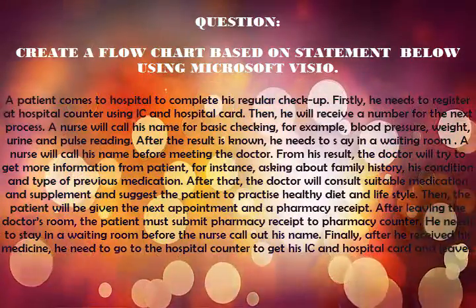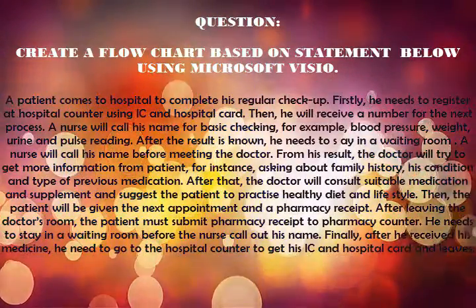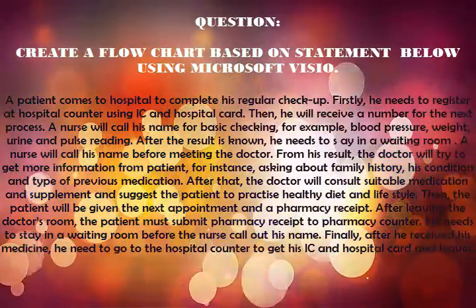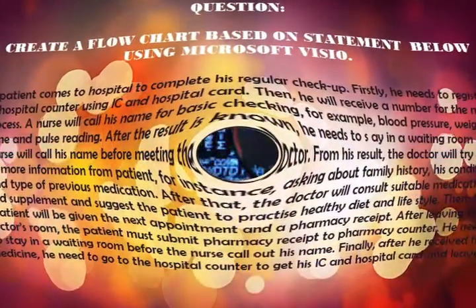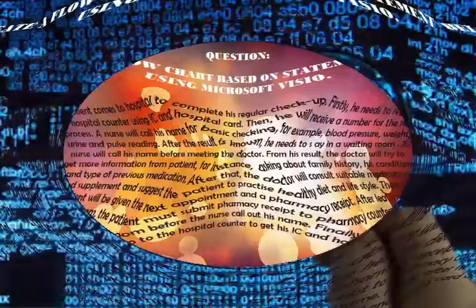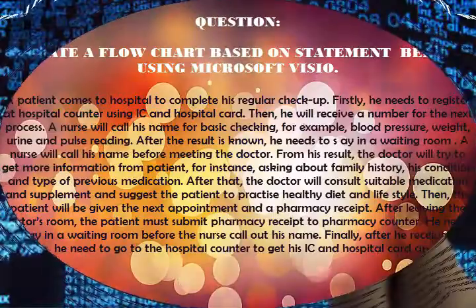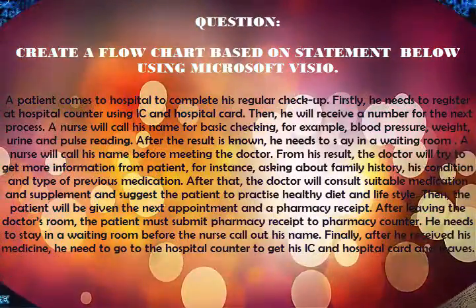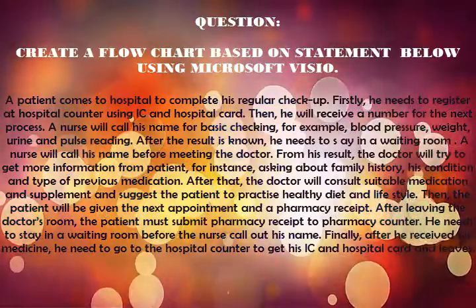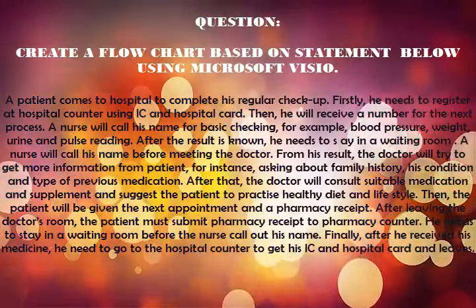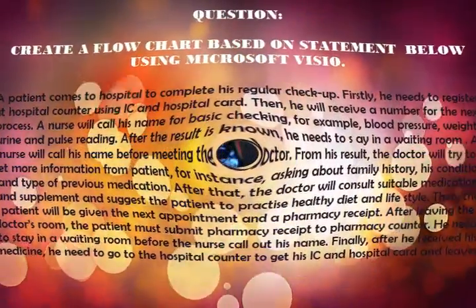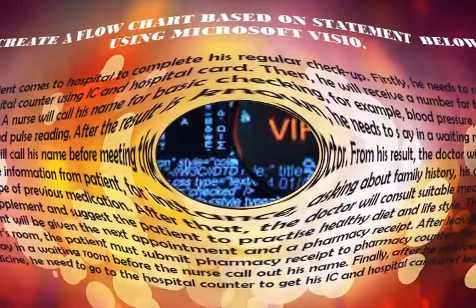A nurse will call his name for basic checking, for example, blood pressure, weight, urine and pulse reading. After the result is known, he needs to stay in a waiting room. A nurse will call his name before meeting the doctor. From his result, the doctor will try to get more information from the patient, for instance, asking about family history, his condition, and type of previous medication.